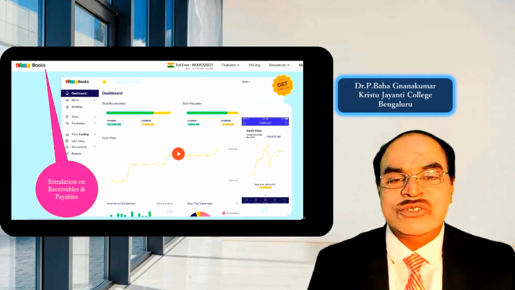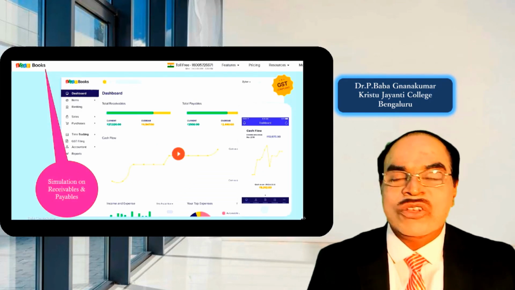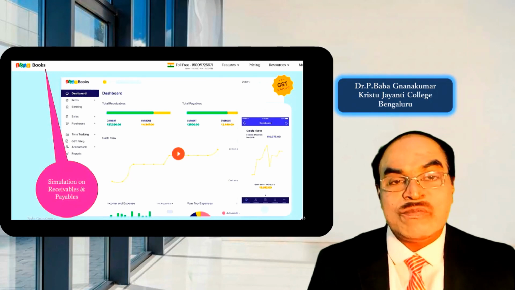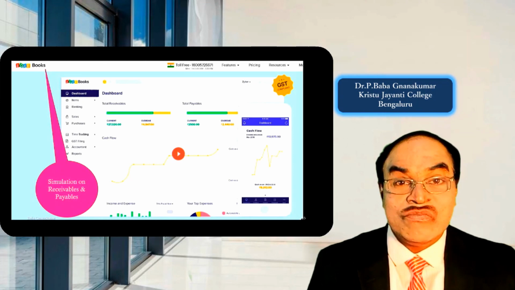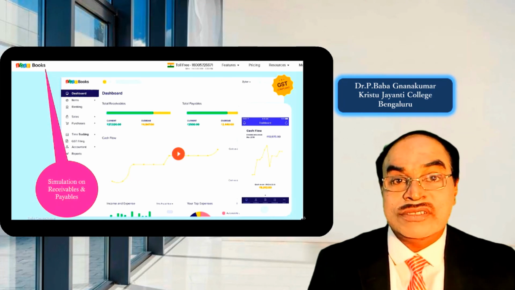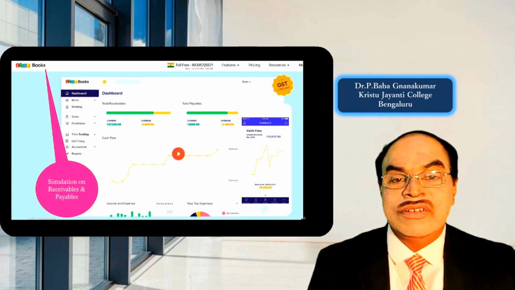Here is another one, Zoho Analytics. This is a very nice one for the purpose of portfolio decision making, and especially they are matching the receivables and payables. They are very good in the receivables and payables system. That is the advantage of this one.